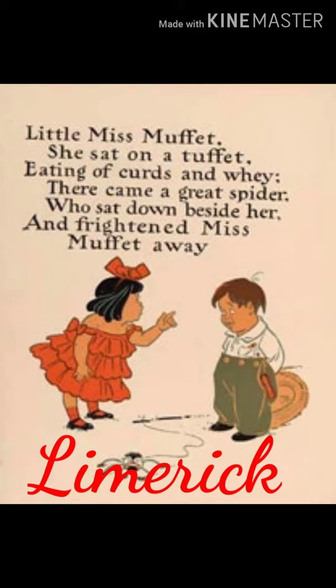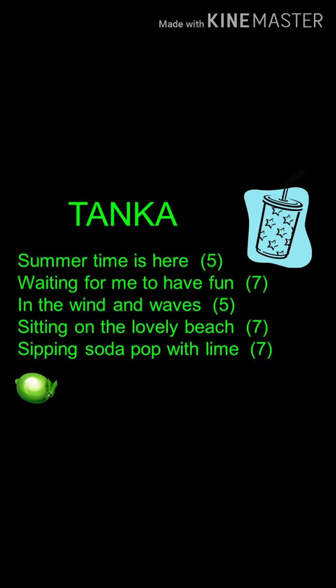Next main kind of poetry is tanka. Related in a sense to the haiku, the tanka is basically a poem that has 5-7-5-7-7 syllables for its lines. So it's basically a haiku with two 7-syllable lines added on to the end.